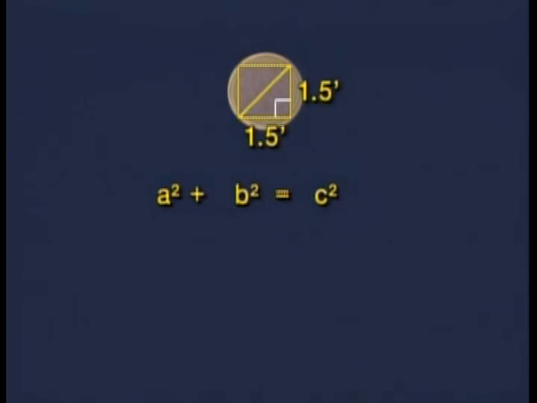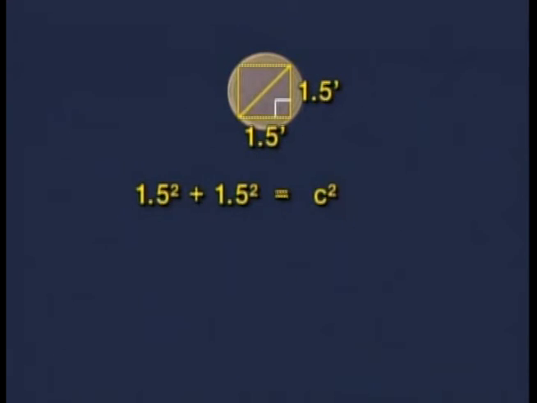Let's mark the diameter like this. The diameter of the log divides the beam into 2 right triangles. The diameter is the same as the hypotenuse, so we can find the diameter by using the Pythagorean Theorem. Each leg of the triangle is 1.5 feet long.